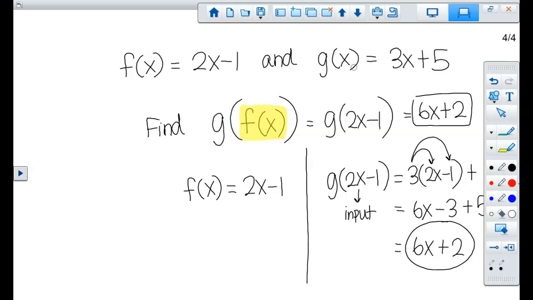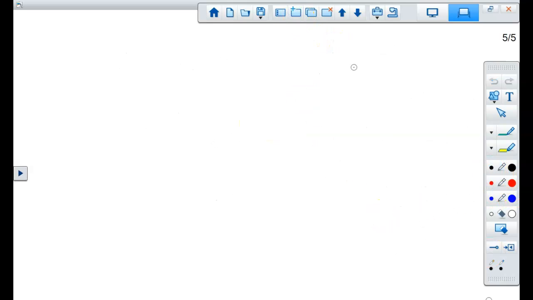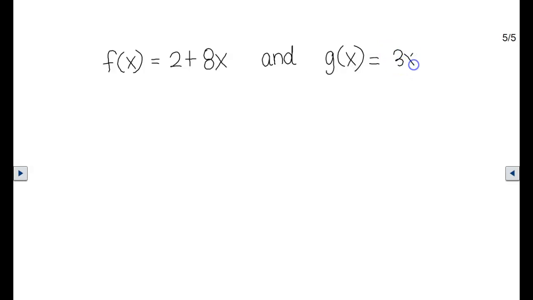Now, I want to show you one last thing with this, and it is just a different way of writing the problem. It's not actually anything new. So let's say we have f of x is equal to 2 plus 8x, and that we have g of x equal to 3x minus 4. So these are my two functions, 2 plus 8x for f of x and 3x minus 4 for g of x.